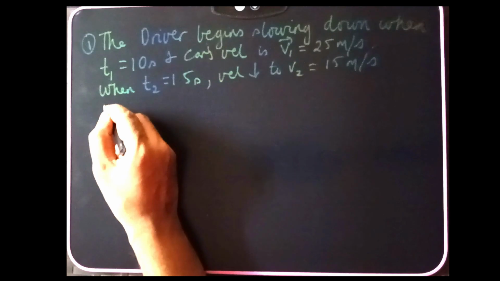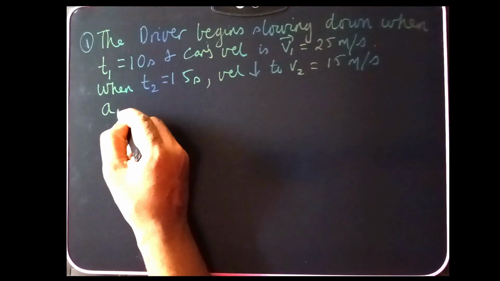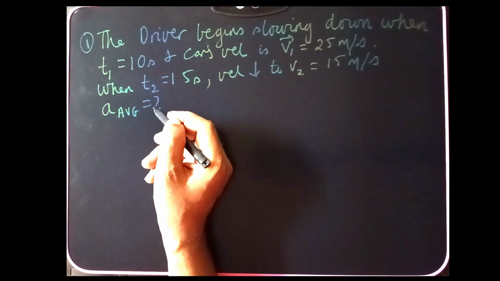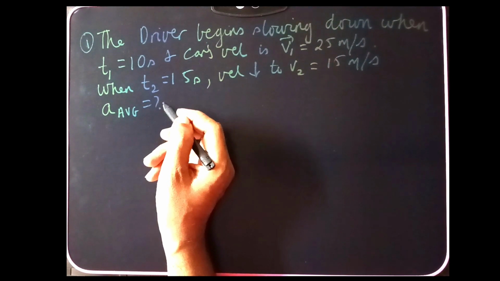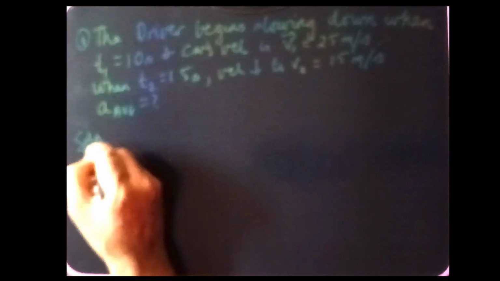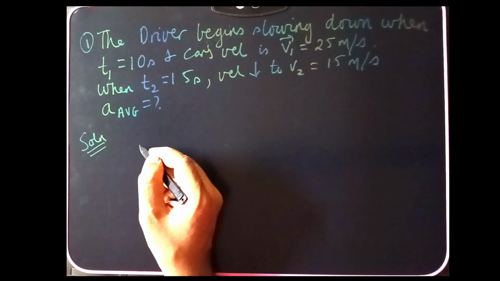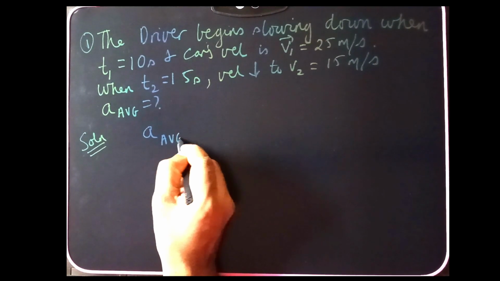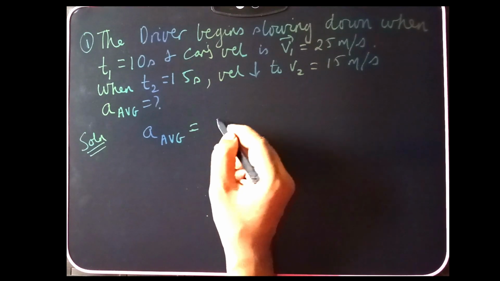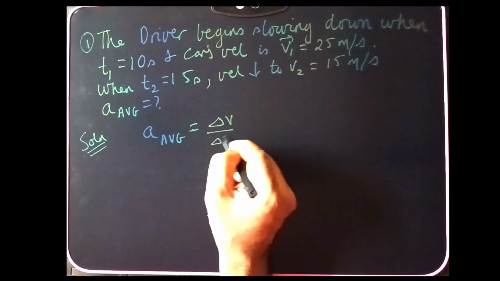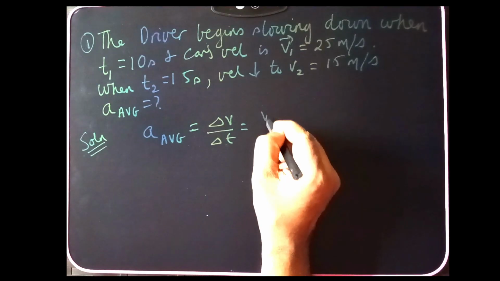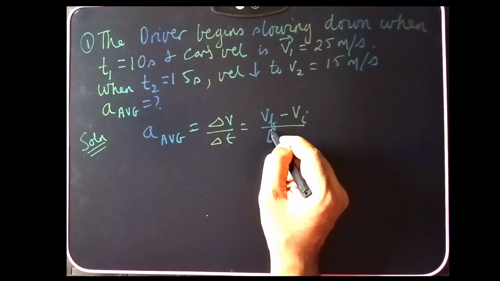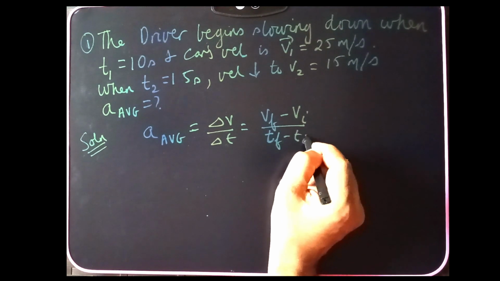What's being asked here? It's asking for the average acceleration. How much is the average acceleration? So let's try to solve this. You pause the video and try to solve it yourself. I'm going to solve it anyway. Average acceleration, we have seen the formula. Average acceleration is the change in velocity by change in time. So change in velocity means final minus initial, divided by t final minus t initial.